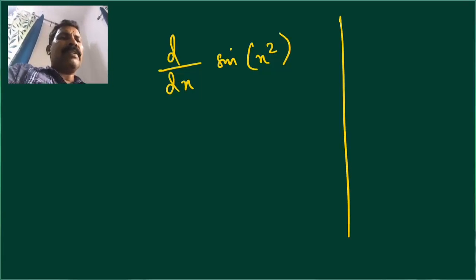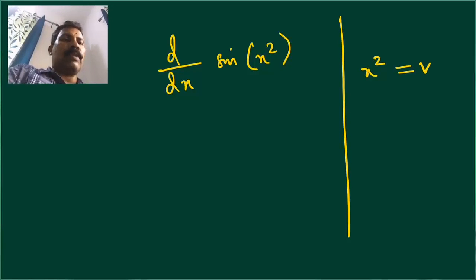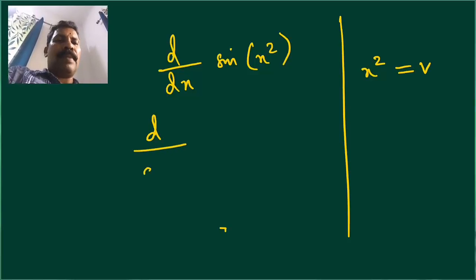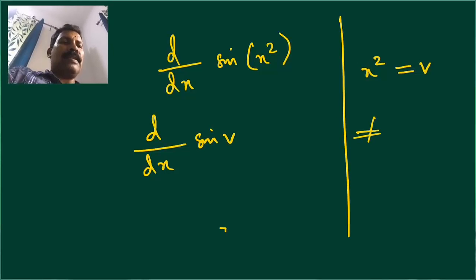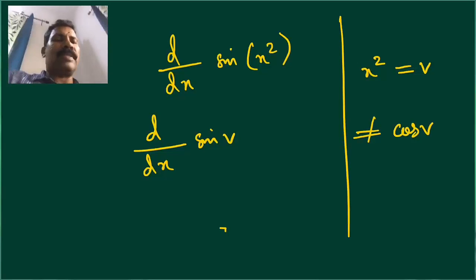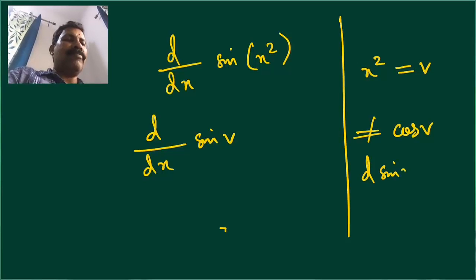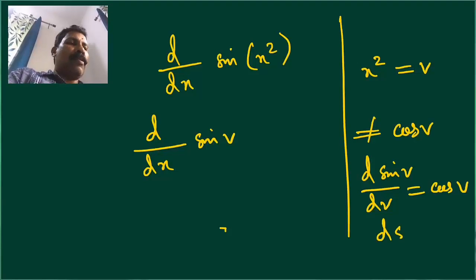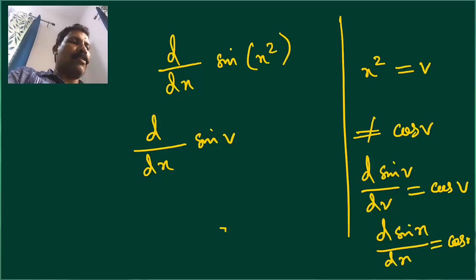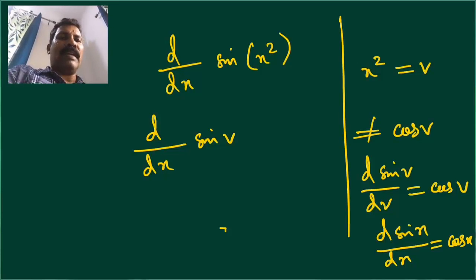So here we shall put x squared is equal to something, v. Then what happened? That is d by dx of sin v. I told you we cannot write that as cos v. Derivative of sin x with respect to x is cos x, no doubt. Derivative of sin v with respect to v, that is cos v. But derivative of sin v with respect to x we cannot find.